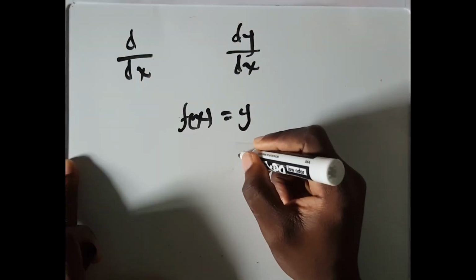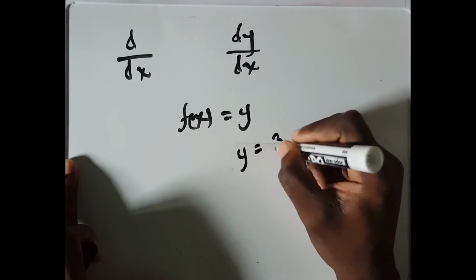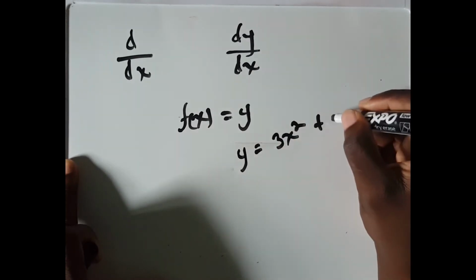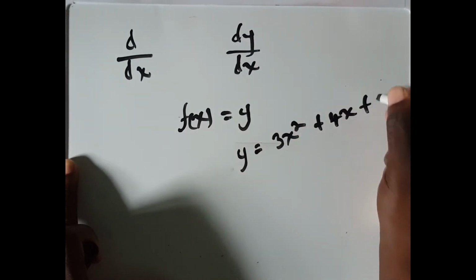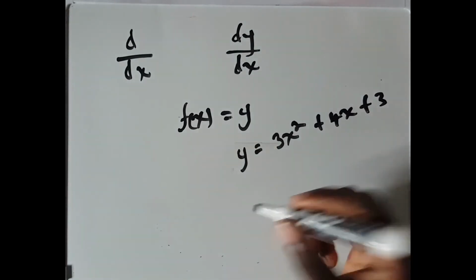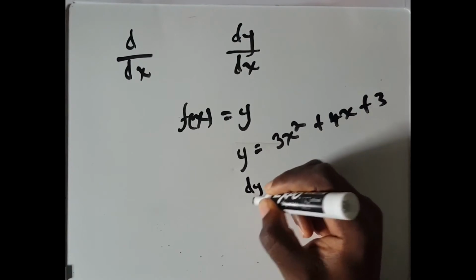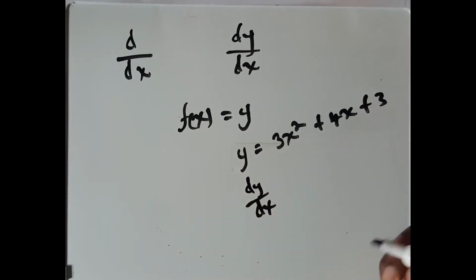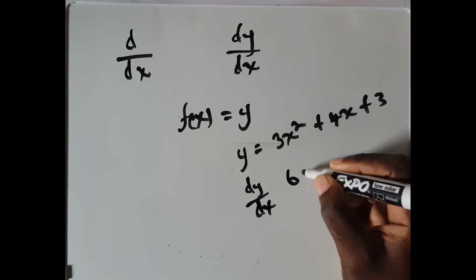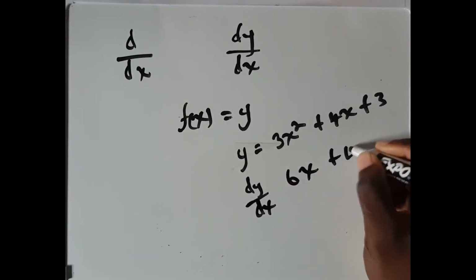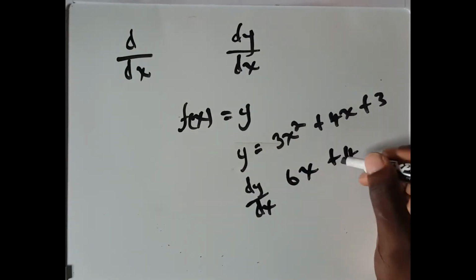So say your y was equal to 3x squared plus 4x plus 3. When you differentiate this, you can write dy/dx. This is a notation, and I'm not showing you how to differentiate in this video. It's just an introduction to calculus. So if I differentiate this, I would have 6x plus 4, and the 3 would become a 0.